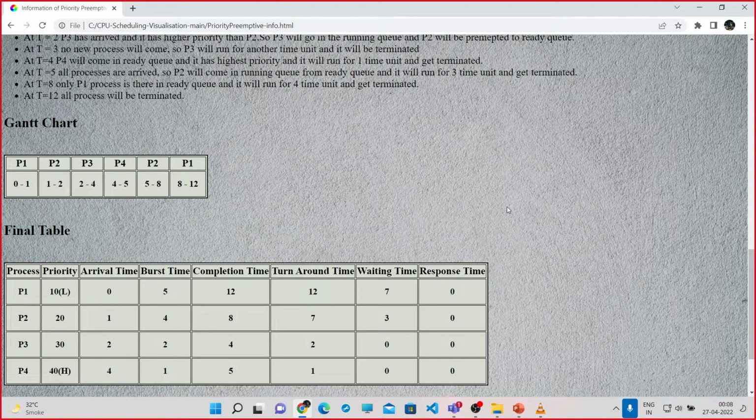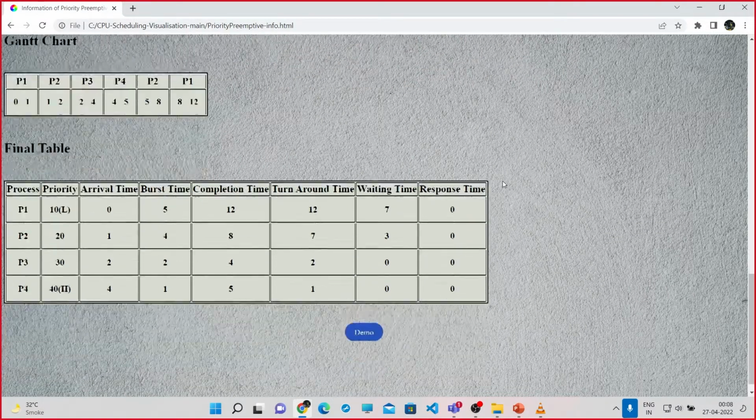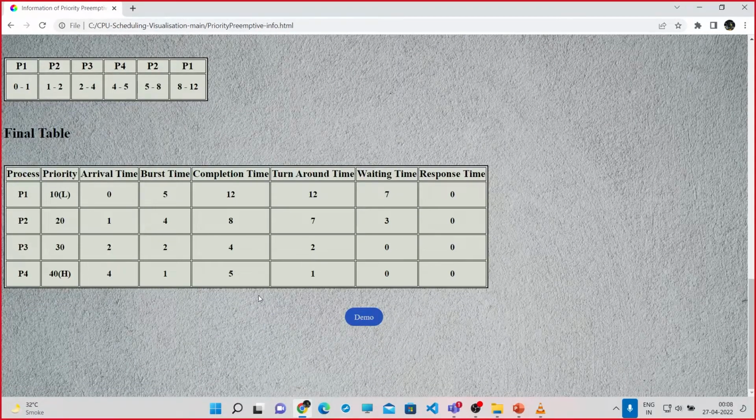Then P3 comes into the ready state, then 2 to 4, then P4 from 4 to 5, then P2, then P1. This is the Gantt chart, and given below is the final table, which shows process priority, arrival time, burst time, completion time, turnaround time, waiting time, and response time, all computed with the calculator. Now we see the working algorithm of priority preemptive.